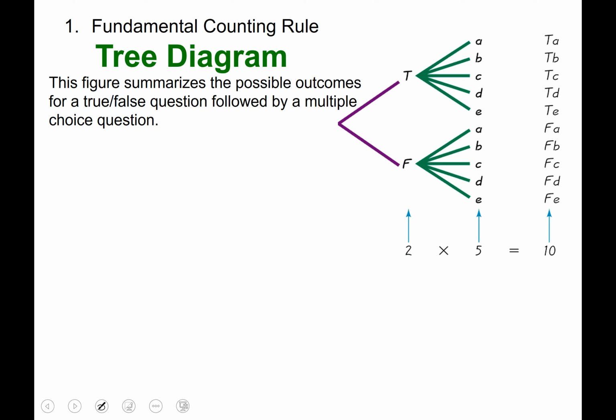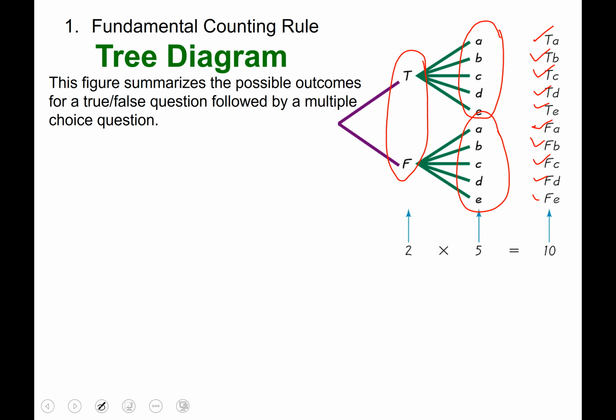So if you're taking a survey and the first question is true or false, that leaves you with two possible answers. But then based on your answer, if you select true, you then choose from A through E, or if you select false, you then choose from A through E. That gives us a total of true A, true B, true C, true D, true E, false A, false B, false C, false D, false E. That's 10 total possible answers.